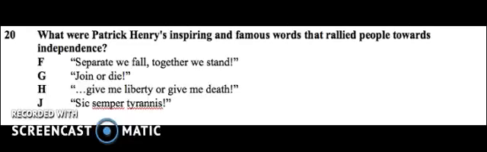What were Patrick Henry's inspiring and famous words that rallied people toward independence? F. Separate we fall, together we stand. G. Join or die. H. Give me liberty or give me death. Or J. Sic semper tyrannis.